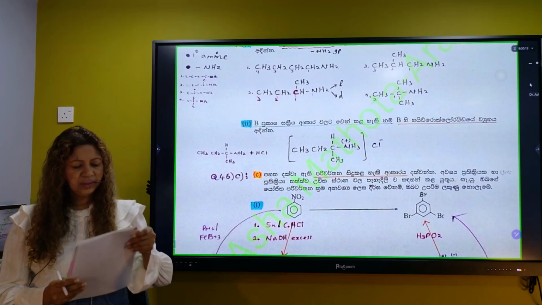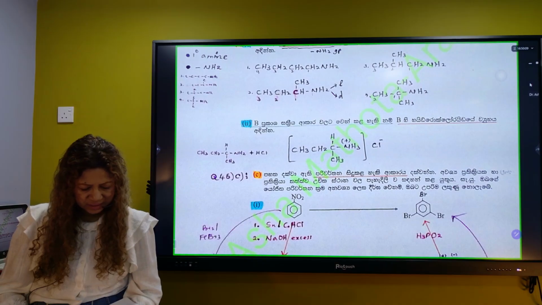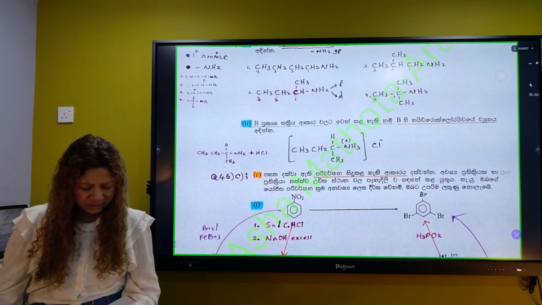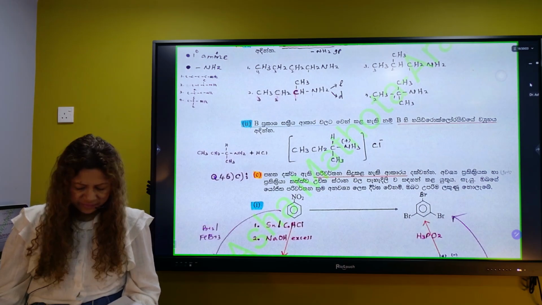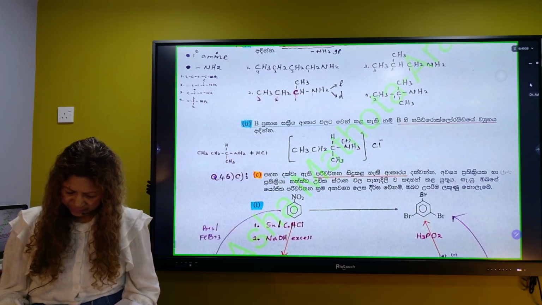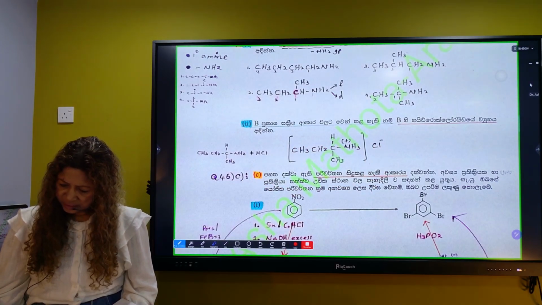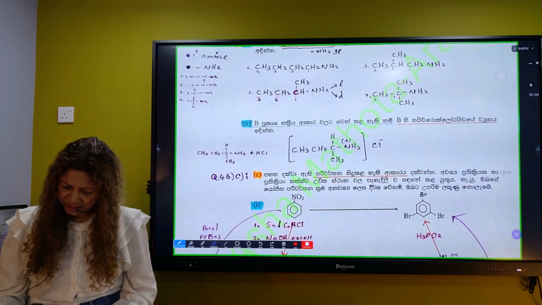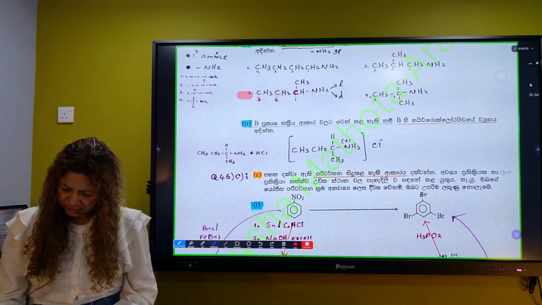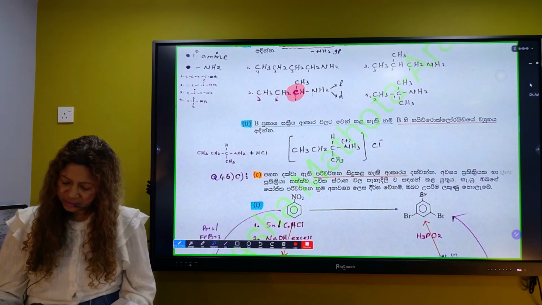Part 2. If B shows optical activity and has enantiomers, draw the structure of the hydrochloride of B. Okay. This one shown here, D and C, the hydrochloride of that is this.